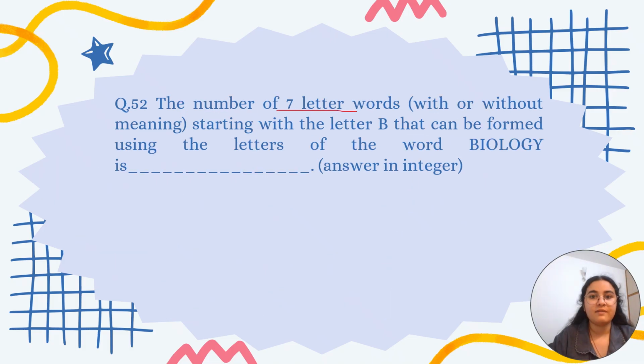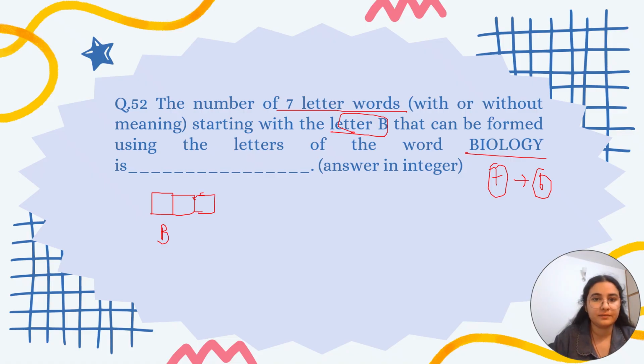The number of 7-letter words, with or without meaning, starting with the letter B. So the first letter is fixed. The first letter will be B only. That can be formed using the letters of the given word. So how many letters are we left with? Out of 7, we are left with 6 letters. So 6 letters only we are left with, right? And 7-letter words we have to make.